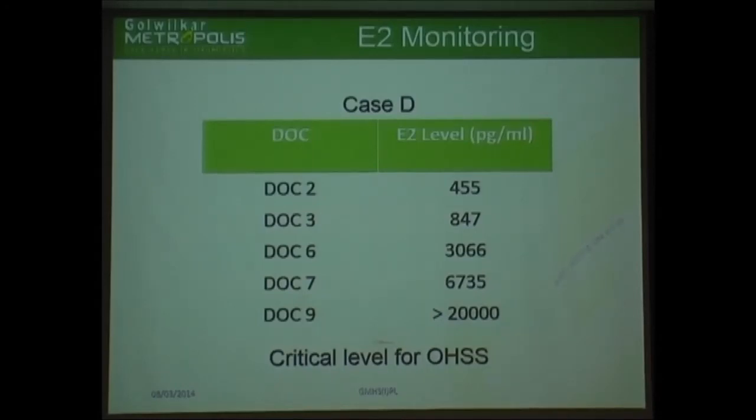Obviously, we have done it in the past. 1 or 2 cycles only, but we got these values more than 12,000, and we absolutely restricted that patient from taking any type of further stimulation for ovulation or anything. That's not possible.